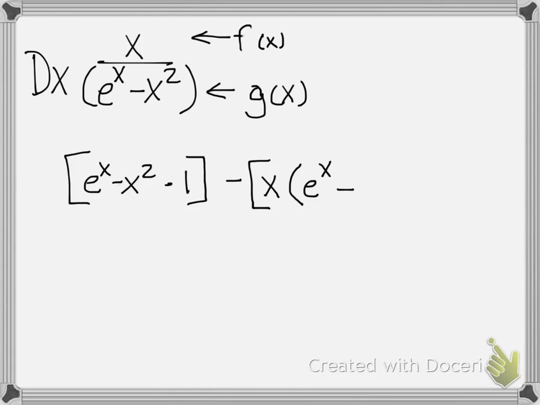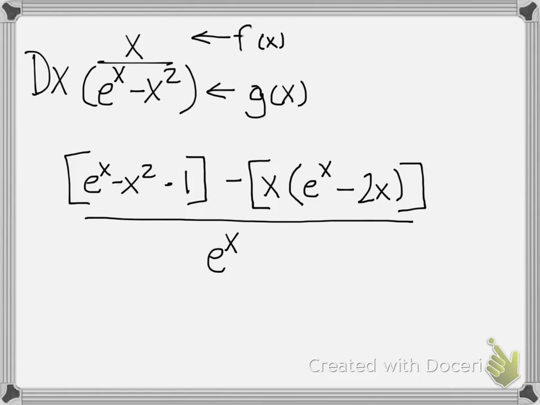But anyway, so that would be the derivative of the bottom, which would be our e to the x minus, we have x squared, and the derivative of x squared is just 2x. And that would be all over the bottom squared, which was just e to the x minus x squared, squared.